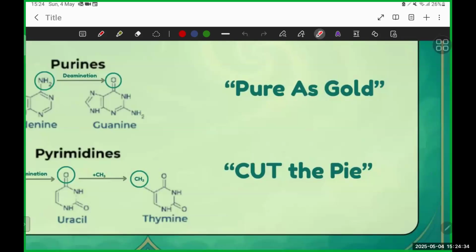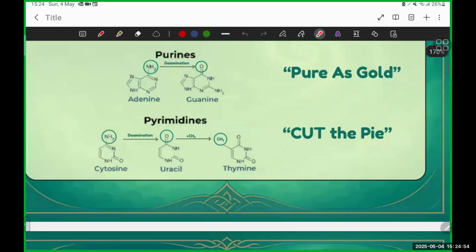But to remember which ones are purines and which ones are pyrimidines, the doctor gave us these mnemonics. Pure as gold: P for purine, pure purine, A for adenine, G for guanine, gold. If you remember purines, I don't think you really need the mnemonic for pyrimidines. But it's like cut the pie: cytosine, uracil, and thymine. The thing with pyrimidines is uracil is only in RNA, while thymine is only in DNA, and cytosine is in both DNA and RNA. So that's one thing that you should remember about them.